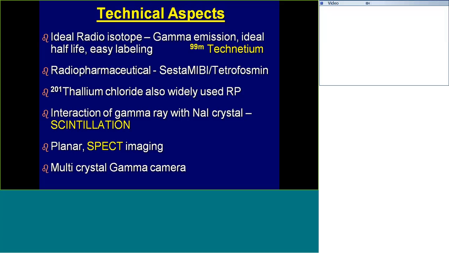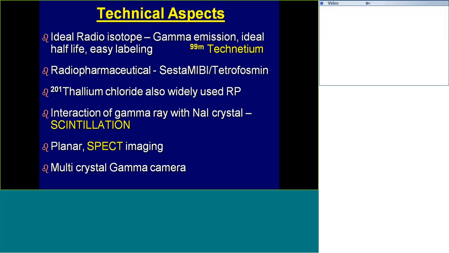Also we like to have a radioisotope emitting gamma rays, but with an ideal half-life. The ideal half-life hovers between 3 to 9 hours, and it also needs to be attached to a pharmaceutical so that it can be carried to the target organs. All these criteria are met by one radioisotope, that is 99m, where m means metastable, technetium. It has a half-life of 6 hours and it emits only gamma rays which are ideal for the gamma camera, and it can be easily labeled to any pharmaceutical.